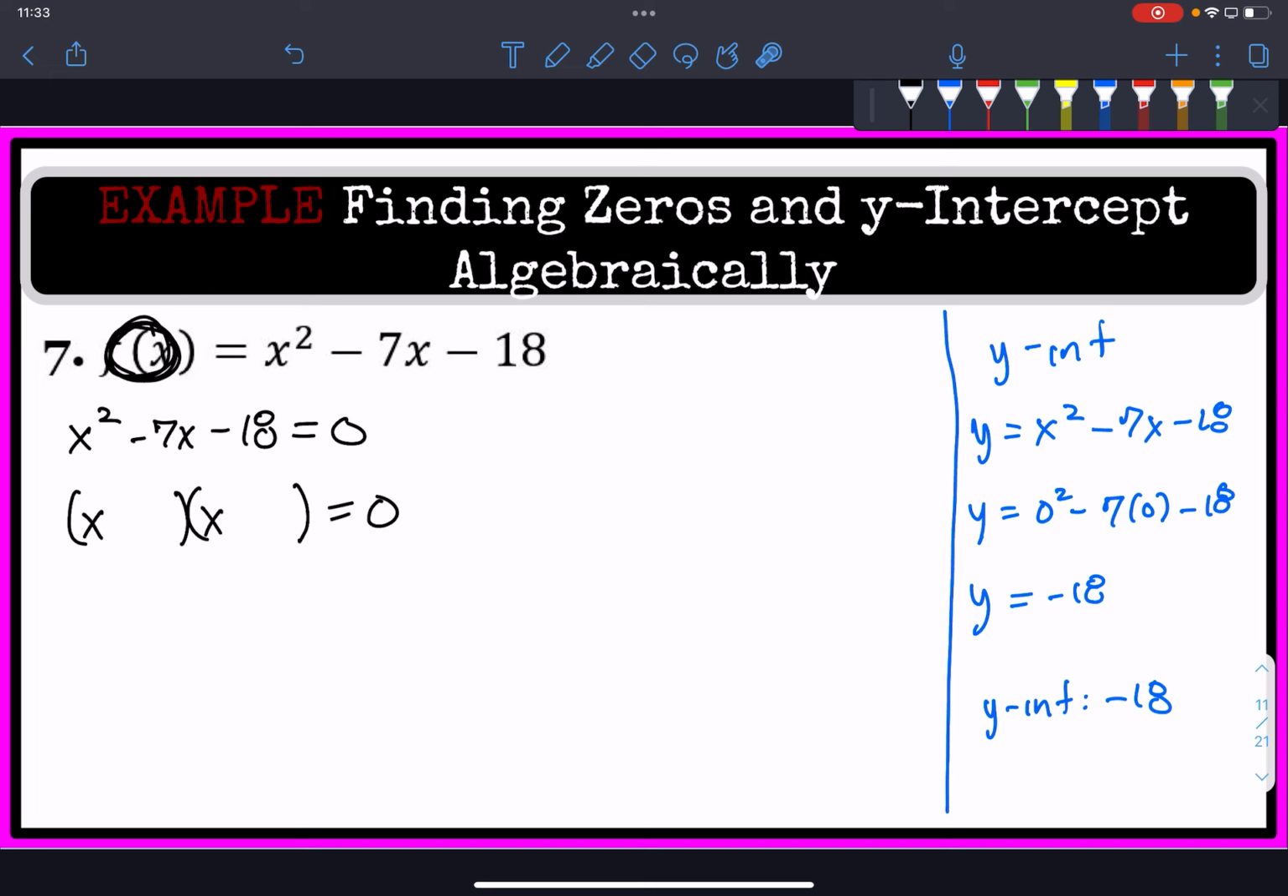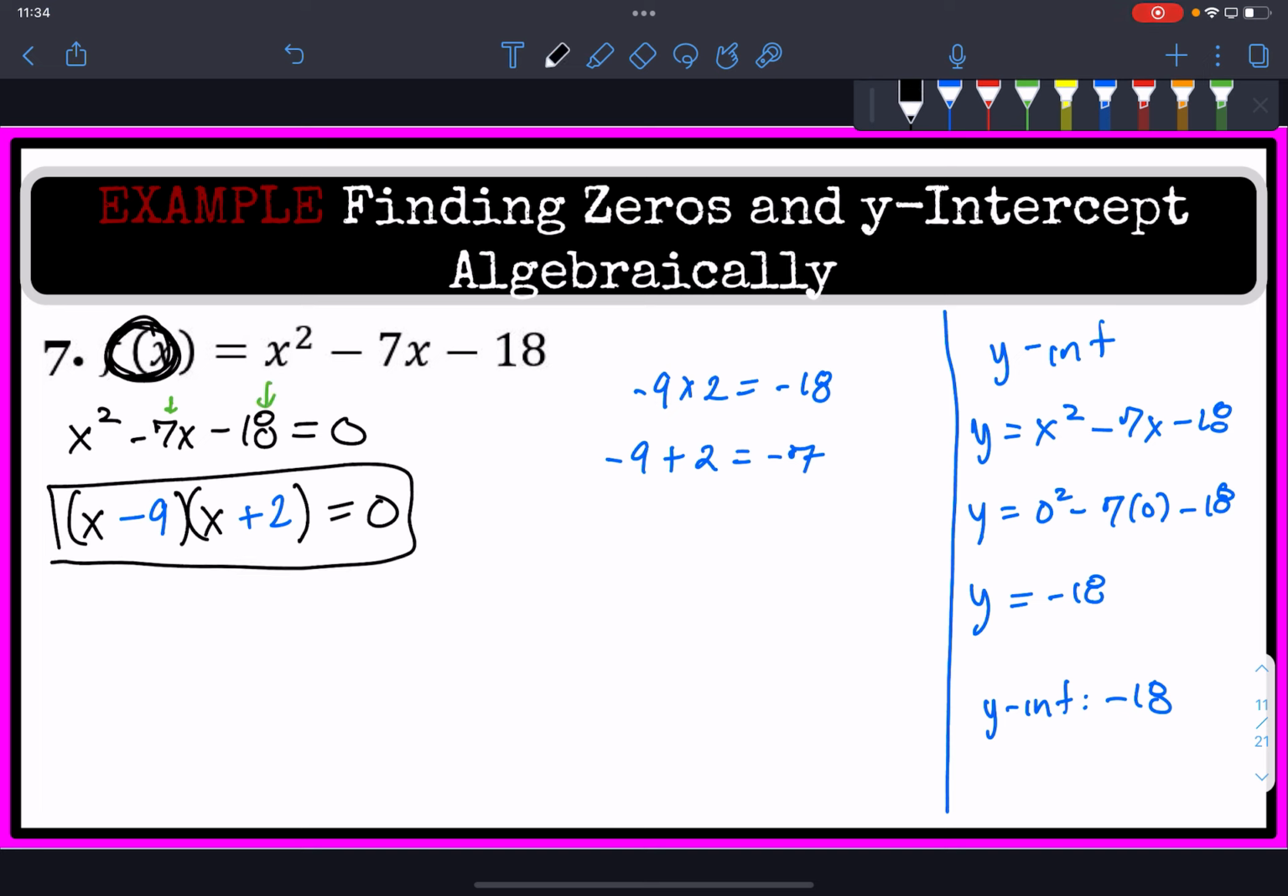And the only combination that does that is when I use a negative 9 and a positive 2. Negative 9 times a positive 2 is equal to negative 18, but then a negative 9 plus a positive 2 is equal to negative 7. See how I end up getting those two numbers there? So this is the combination I'm going to use, multiplying that set. So this is my factor.